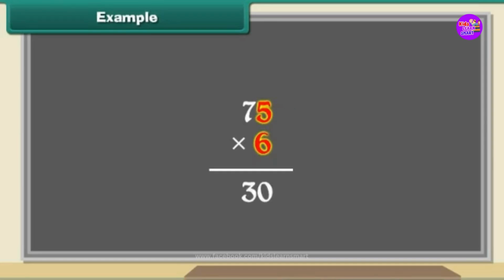Example: multiply 75 by 6. Place the numbers one below another. Multiply 5 by 6. 5 sixes are 30. Place 0 below 6 and 3 above 7. Multiply 7 by 6. 7 sixes are 42. Add 42 and 3. Write 45 below 7. The answer is 450.